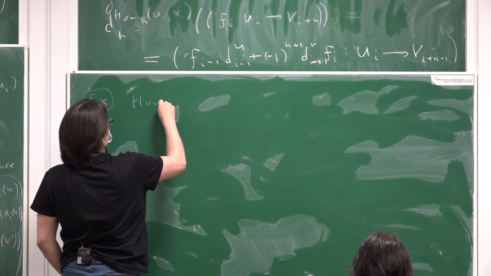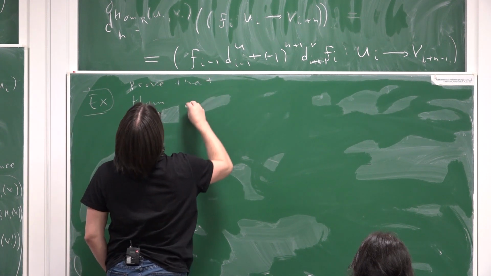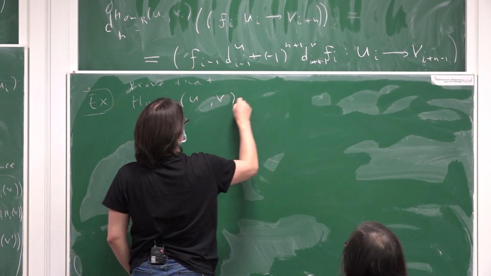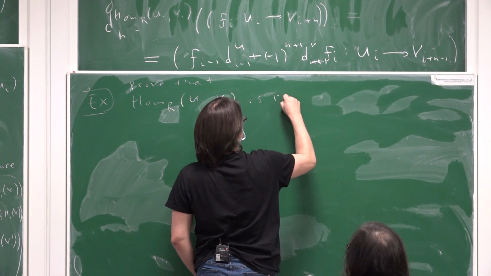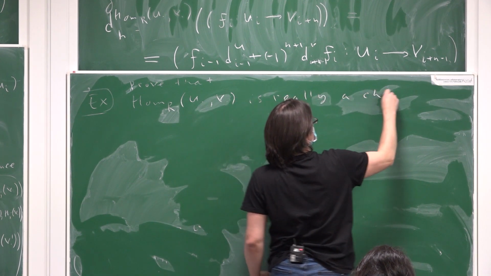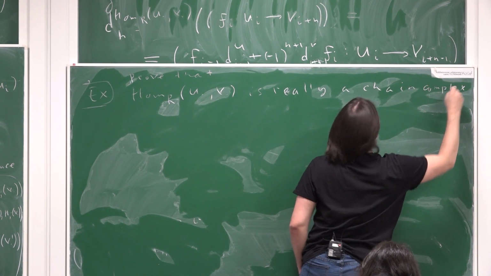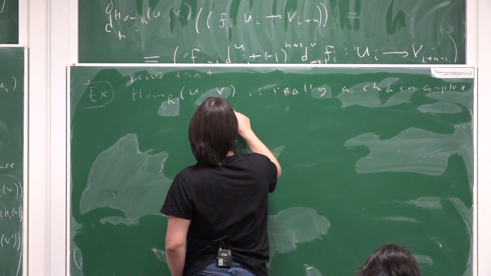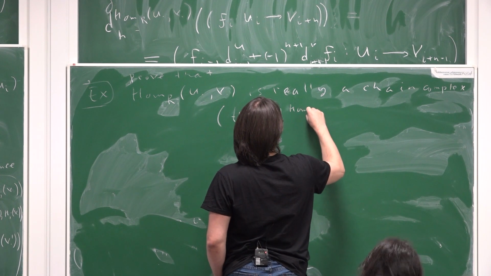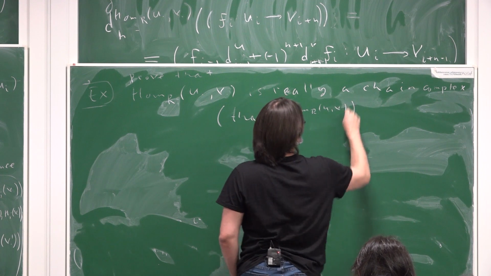Hom proof that Hom over R from U to V is really a chain complex. D of Hom_R(U, V) squared is 0.